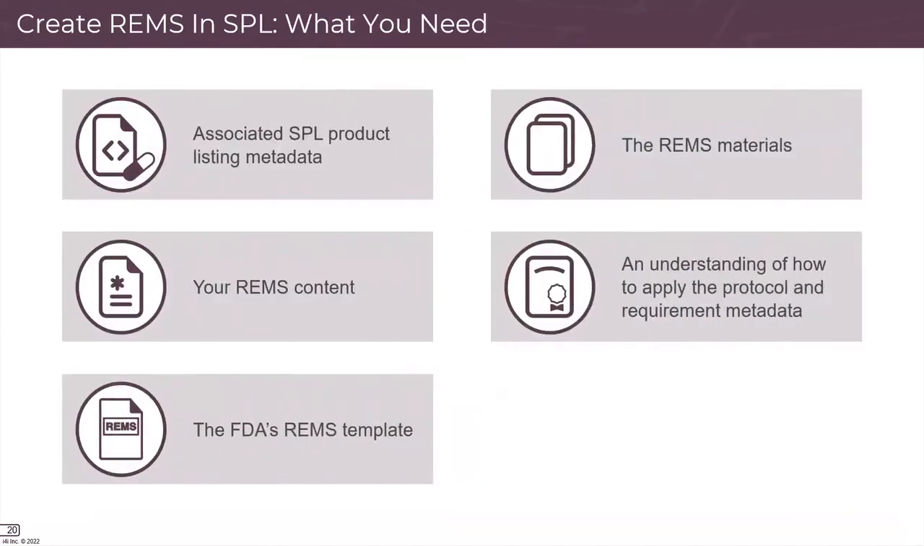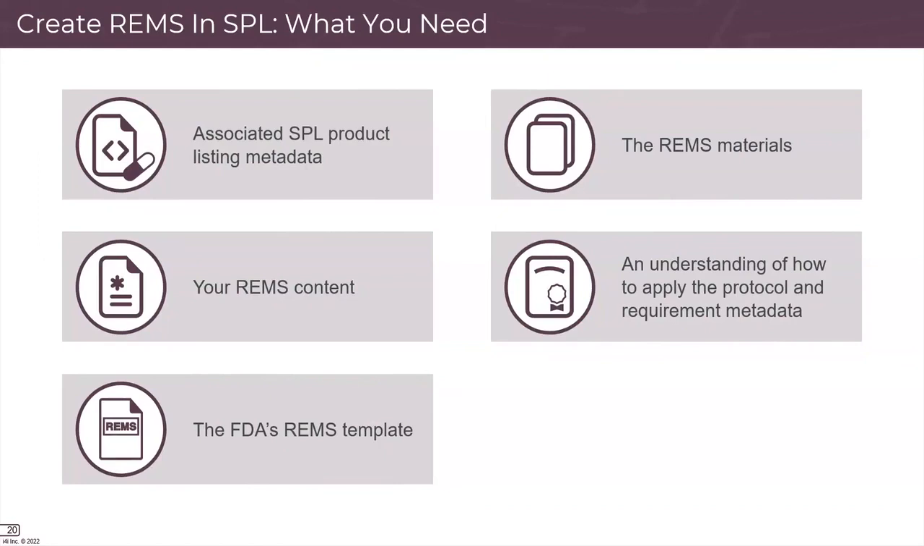So let's get a little bit more into the detail of REMS and SPL. Before you start on this project, you're going to have to gather a few things. First, you're going to need your product listing SPL for the medication. The REMS needs to include the set ID, the brand name, generic name, and all the marketing information from your product listing SPL. You're also going to need marketing authorization holder name and DUNS from the SPL as well.